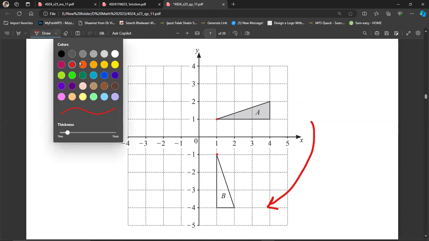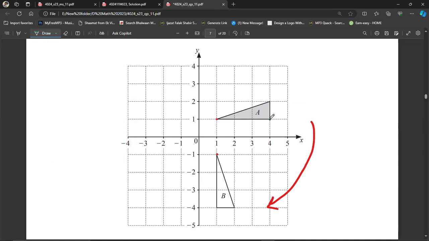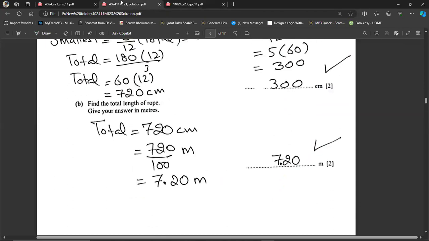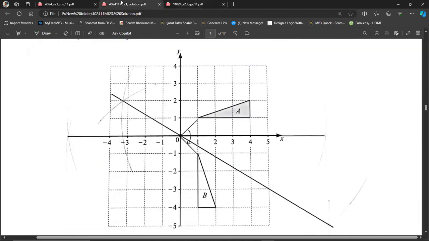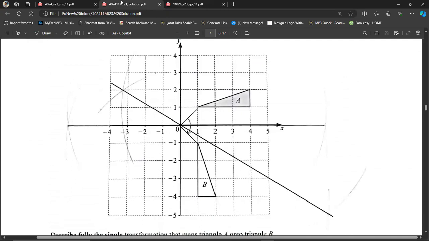Then let me change the color. Then I will join this point, the same points actually we join, and this point. I will join them with a line, and I will draw a perpendicular bisector. Where these two perpendicular bisectors intersect each other, that is the center of rotation. And clearly you can see this point has come here. So I can tell that the angle of rotation will be approximately 90 degrees.